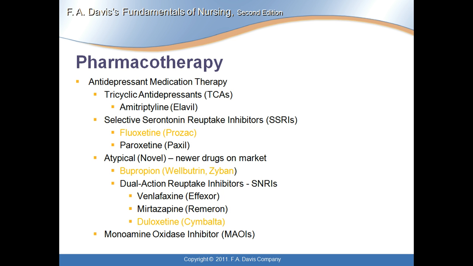So pharmacotherapy, we have antidepressants, such as tricyclic antidepressants. We also have Elavil. So for the SSRIs, you have Prozac and Paxil. You also have the atypical or the new drugs, which are Wellbutrin and Zyban. You have Effexor, Remeron, and Cymbalta, and also the MAOIs.